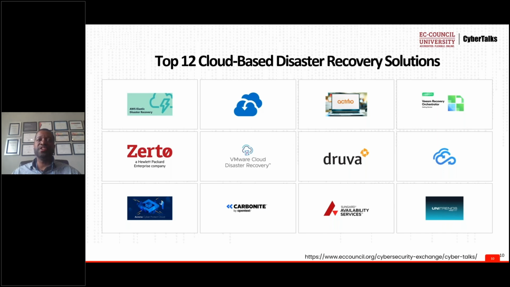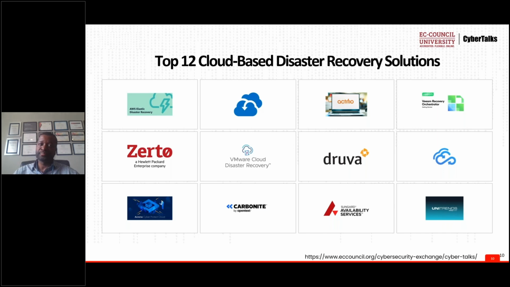We also have Sungard Availability Services. Now, Sungard provides enterprise-grade DR solutions with managed services tailored for complex infrastructures and compliance-heavy sectors. And then last, we have Unitrends. Now, this platform delivers all-in-one backup and DR with support for physical, virtual, and cloud environments.